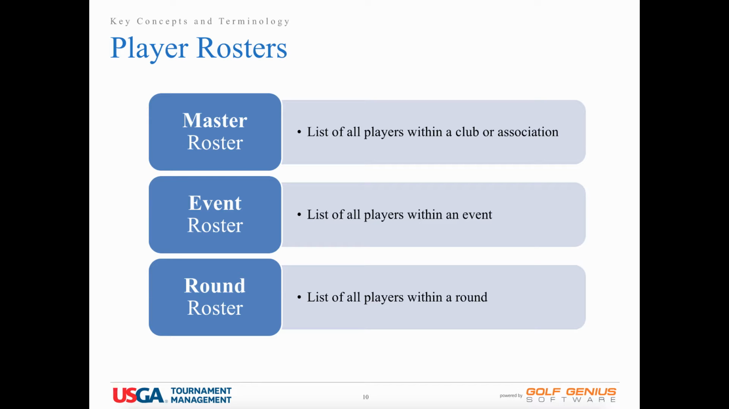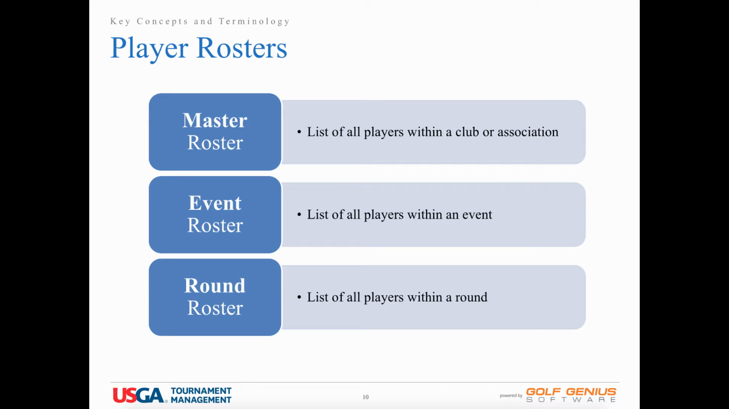The next level of roster would be the event roster, which is simply a list of all the players within an event. The event roster could be pulled from players from the master roster, or it could be loaded separately. And then we have the round roster. Again, this is a subset of the event roster, which is a subset of the master roster, so we're paring it down as we go. The round roster is simply a list of all the players within one round of an event.